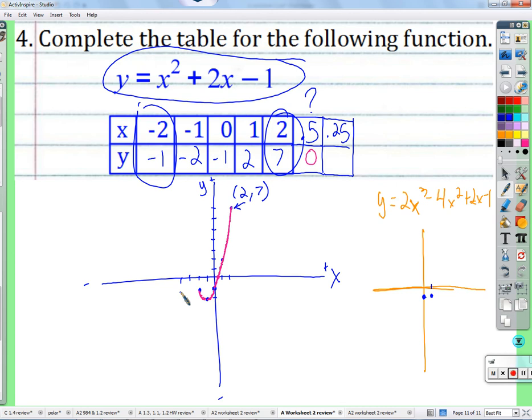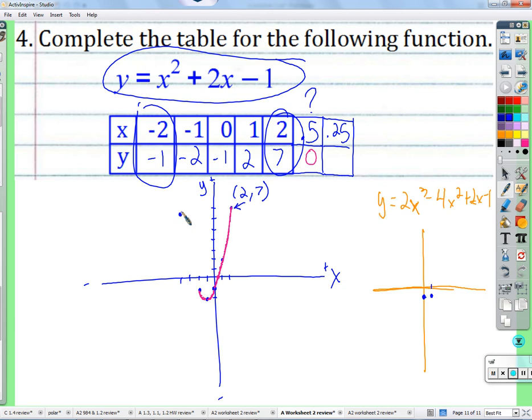Can anybody plug in negative 4 and tell us what we get out? Why don't you all do that? Plug in negative 4, see what you get out, and see if we all agree. So I got 7. I put in negative 4, I got out 7.